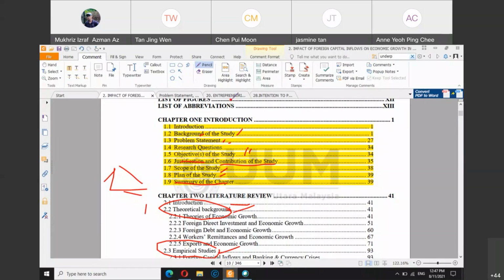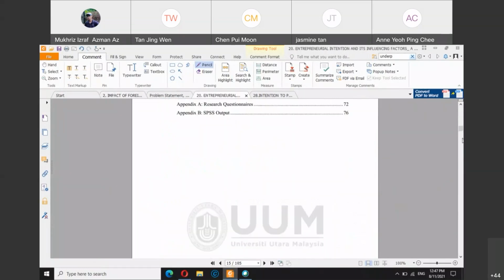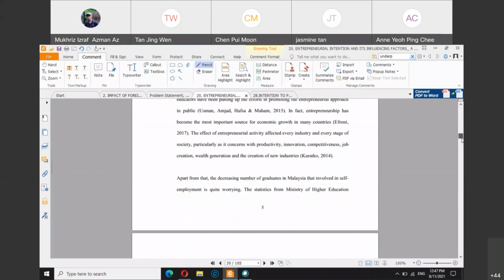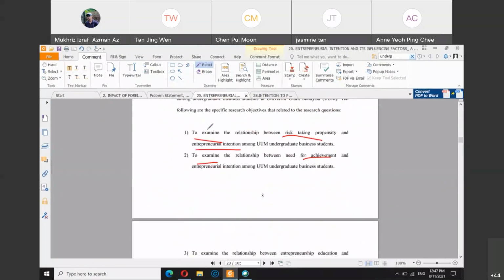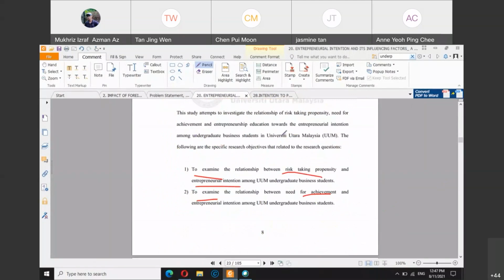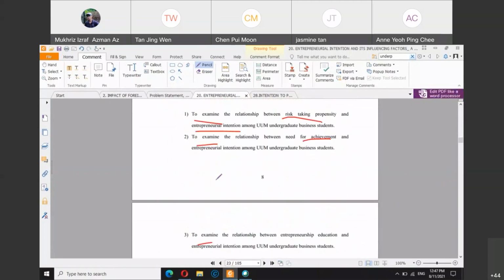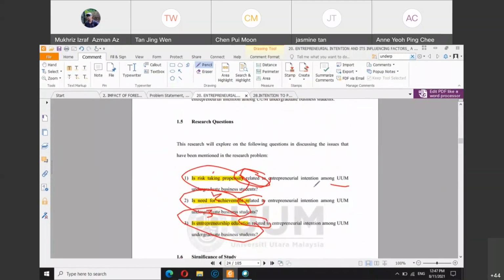So for example, let's say you are doing this particular topic, and your question is about risk taking, achievement, and education, related to entrepreneurial intention. So there are 3 factors that you want to highlight or investigate. Surely there are articles or journals that already study these factors on entrepreneurial intention.